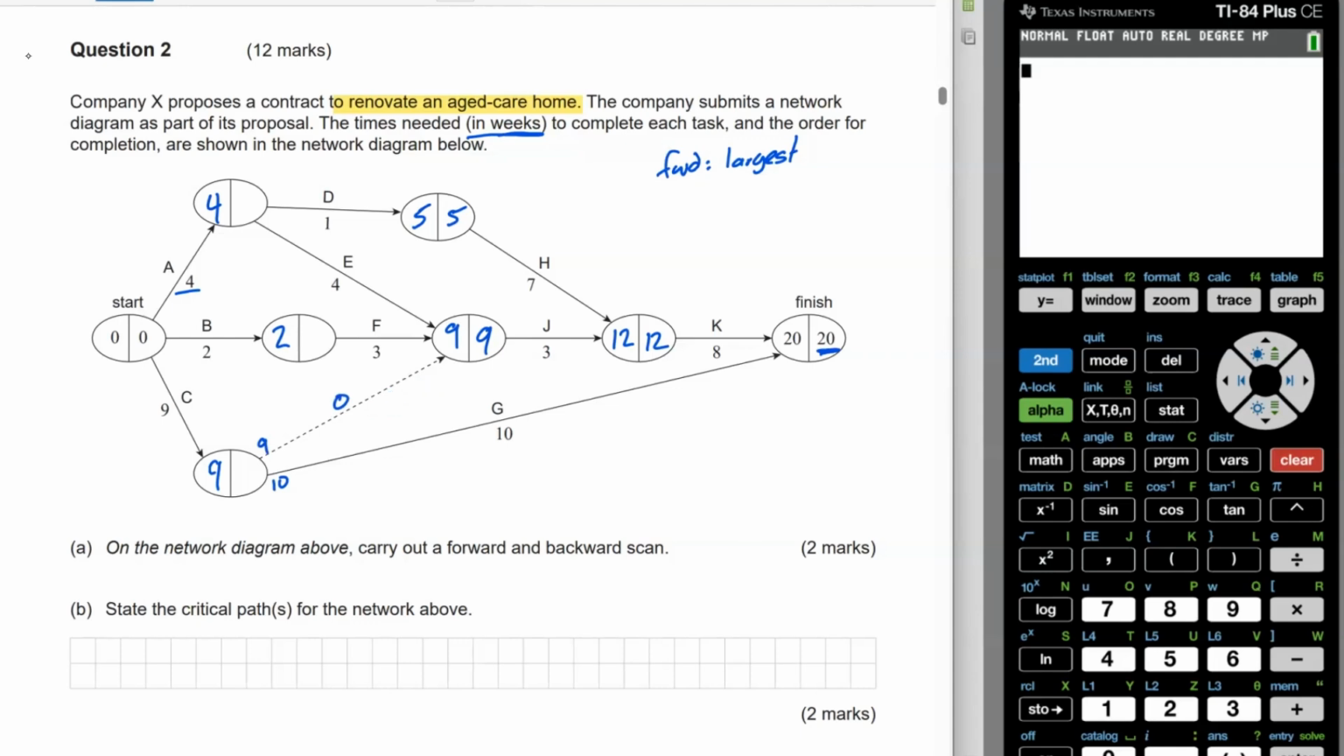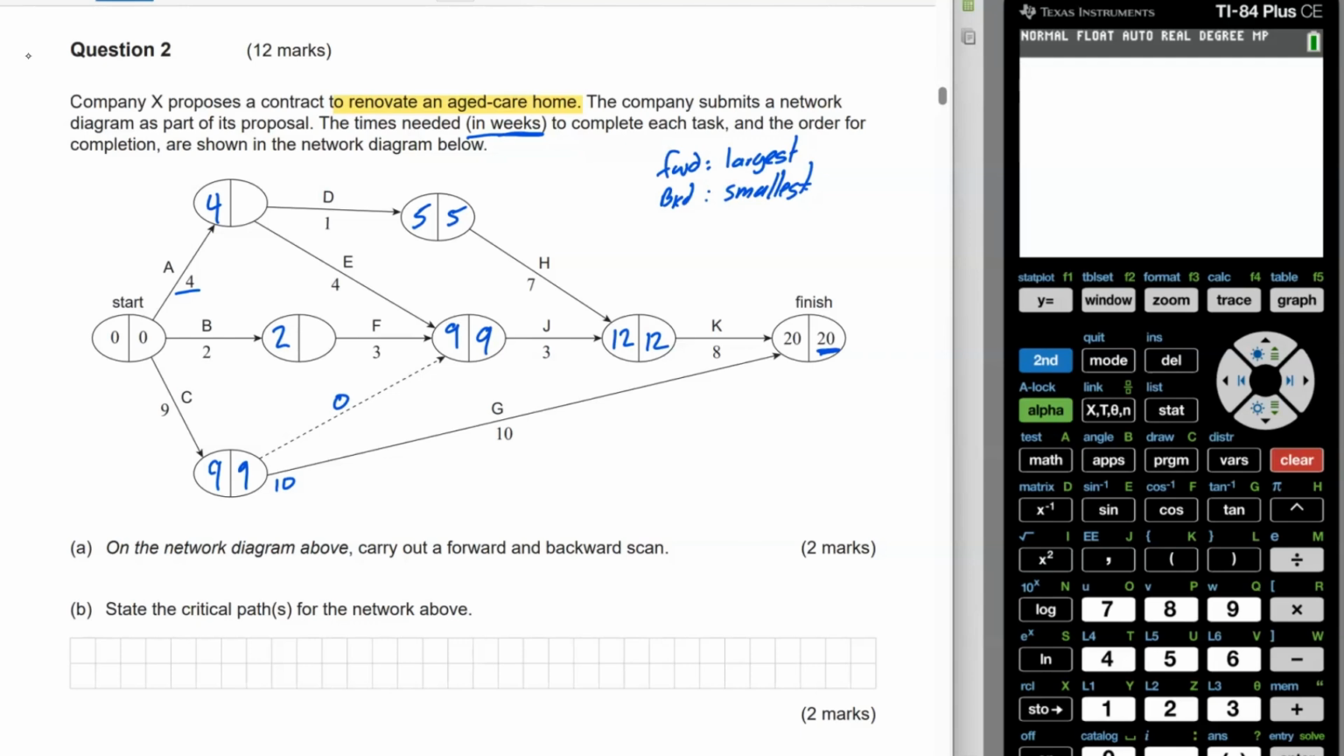And in this case, on your backward scan, you're going to take the smallest number. And in this case, we're going to put in the 9. But we keep our 10 on the outside because that's just indicating our slack time that we have.